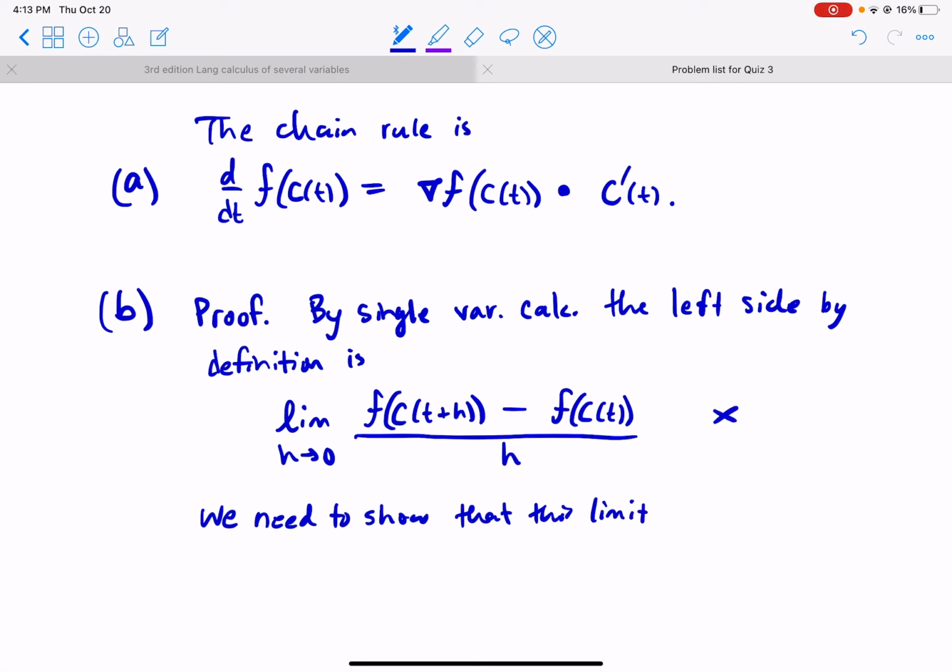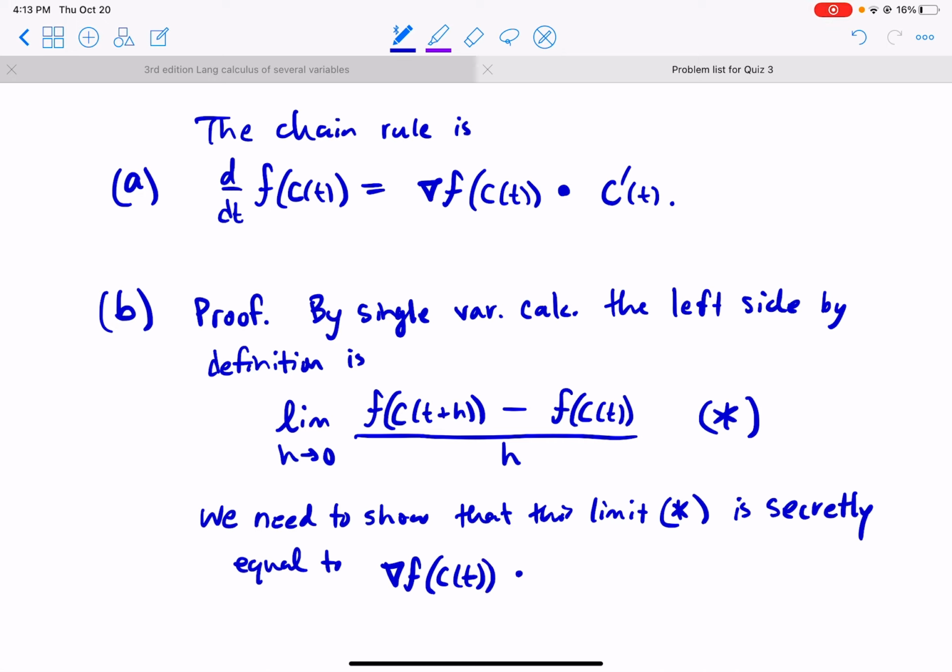by this limit I mean this equation, I'll call it star, that this limit is secretly equal to the gradient of f evaluated at the point c of t dot product c prime of t, the velocity vector. That is not obvious. Okay, so we need to prove it.